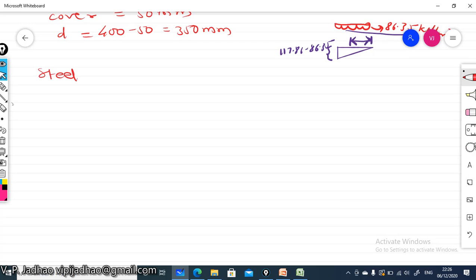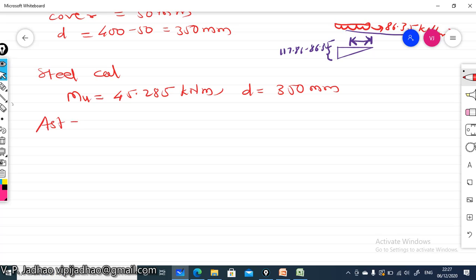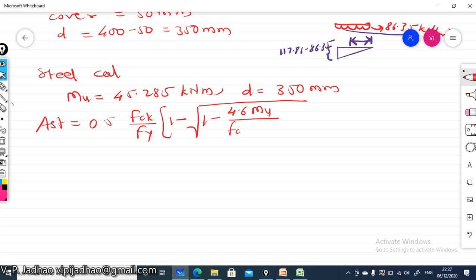Therefore, steel calculation. We know that Ast, we have Mu, the factored bending moment for this toe slab, equal to 45.285 kilonewton meter. We have D equal to 350 mm. Therefore we know the formula for steel calculation: Ast is equal to 0.5 fck divided by fy, multiplied by 1 minus square root of 1 minus 4.6 Mu divided by fck b d square, multiplied again by b into d.